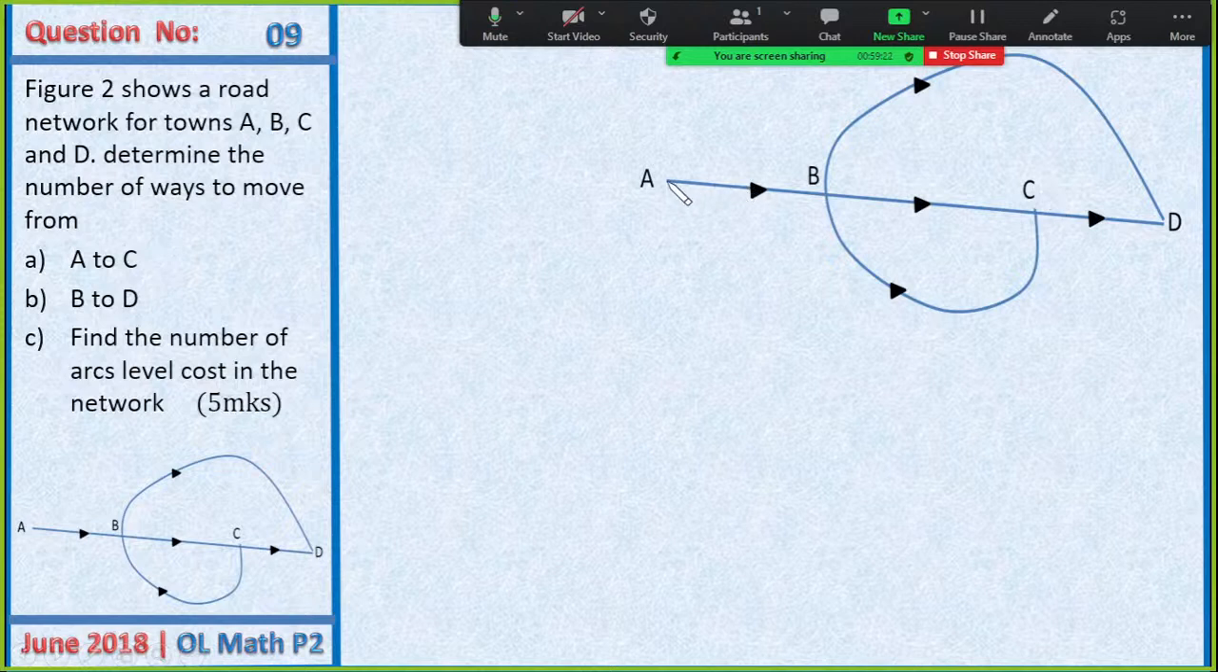So we can move from A to C by moving from A to B, then to C directly. Or is there another way to move from A to C? If you move from A to B and use this path, we get to D, but from D you cannot come back. If you use this path, there is no way. So how many ways are there to move from A to C? You have just one way, right?